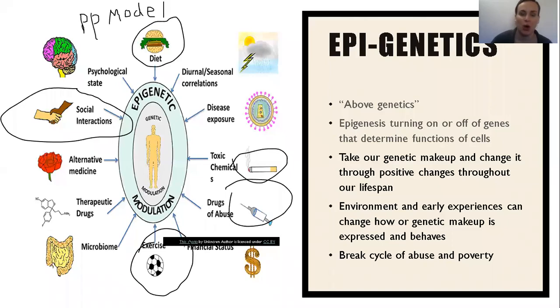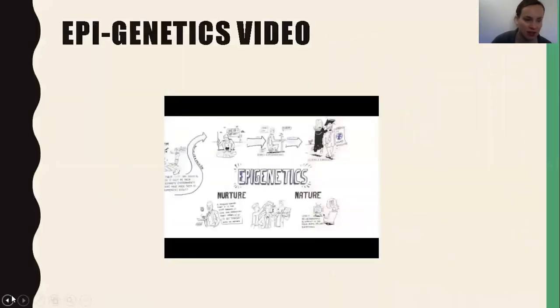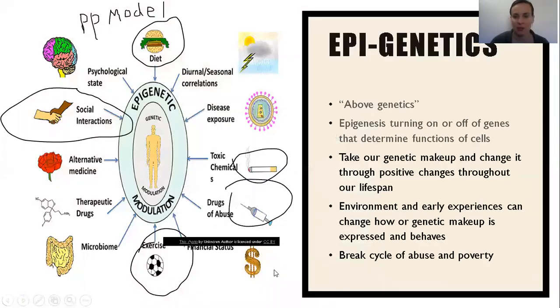So, epigenetics. We have this genetic material that we get from both sets of our parents, and we're looking at it from the idea of above genetics. The study of epigenesis is turning on or off genes that determine the functions of cells.